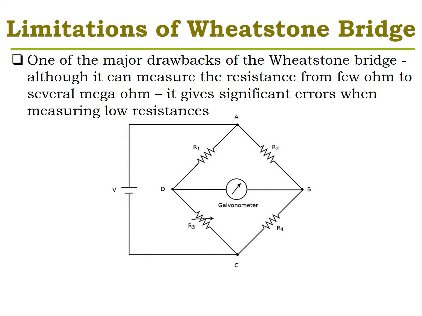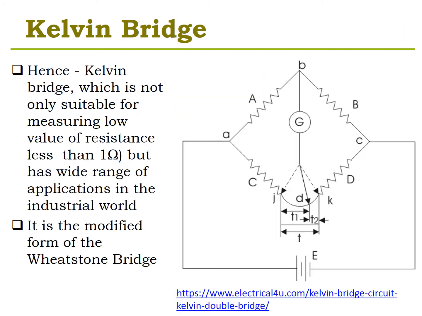One of the drawbacks of the Wheatstone bridge was that although it can measure resistance values very accurately, they are limited only from a few ohms to mega ohms. While trying to measure resistance below some ohms, it gives significant errors. So we brought in the Kelvin bridge, which is not only suitable for measuring low value resistances, even less than 1 ohm, but also has a wide range of applications in the industrial world. Basically, if you look at the diagram and compare, it is a simple modification of the Wheatstone bridge.